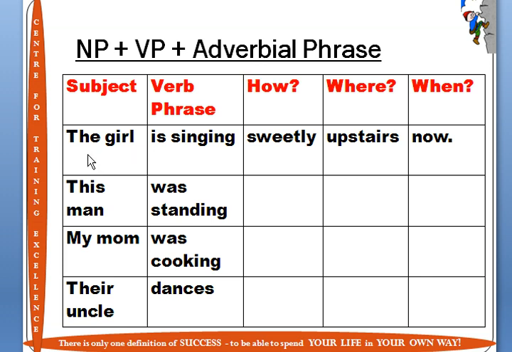Look at this sentence. The girl is singing how? Sweetly. Where? Upstairs. When? Now. So I have a sentence. The girl is singing sweetly upstairs now.